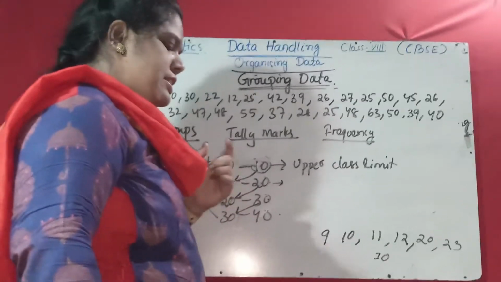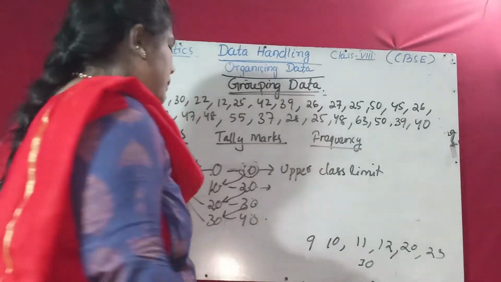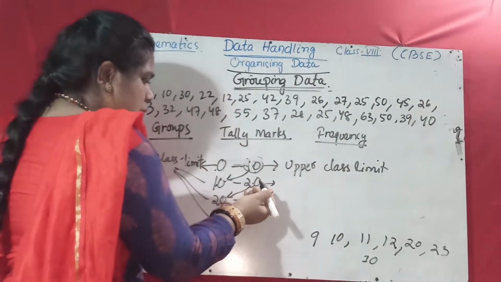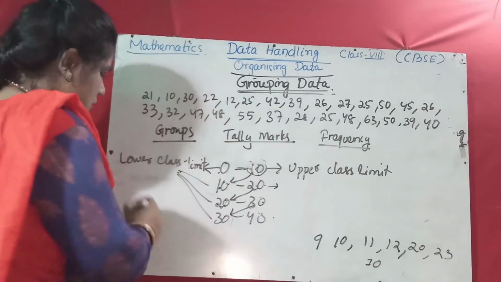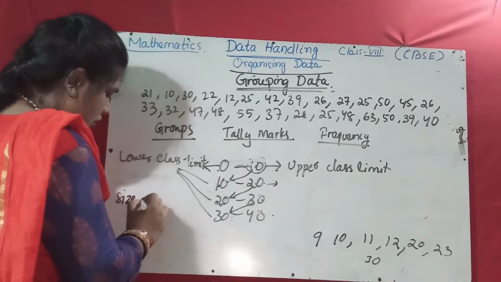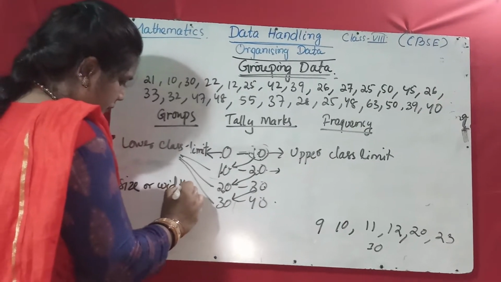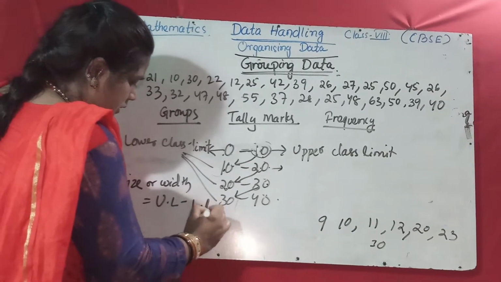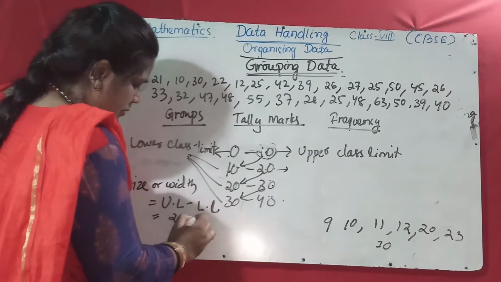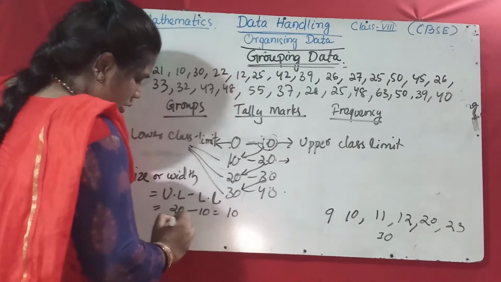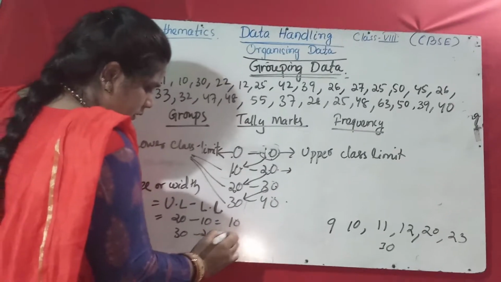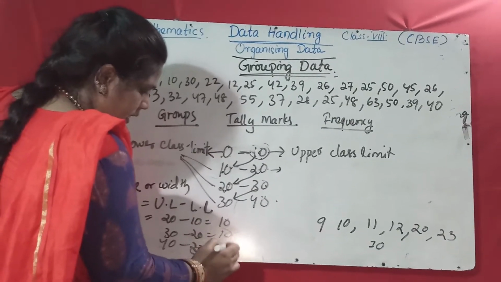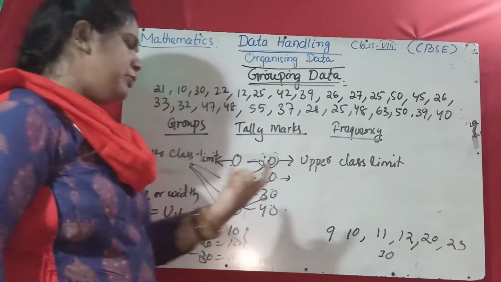Now the difference, or size or width of the group. Suppose you are asked what is the size or width of the group. That means you subtract the lower limit from the upper limit. So size or width equals upper limit minus lower limit. Upper limit 20 minus lower limit 10 means 10. Upper limit 30, lower limit 20 means 10. Upper limit 40 minus lower limit 30 means 10. So the width of the group distribution is 10.